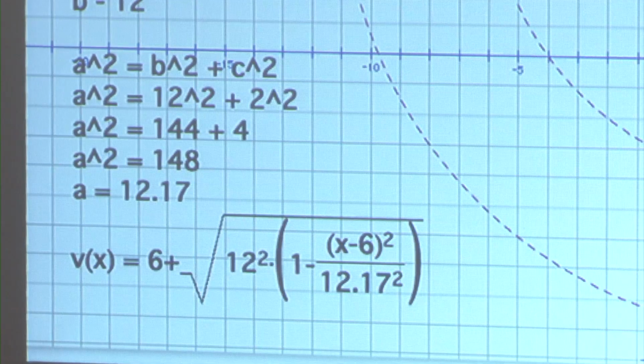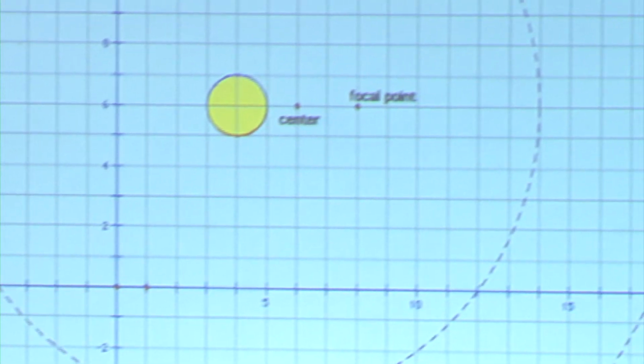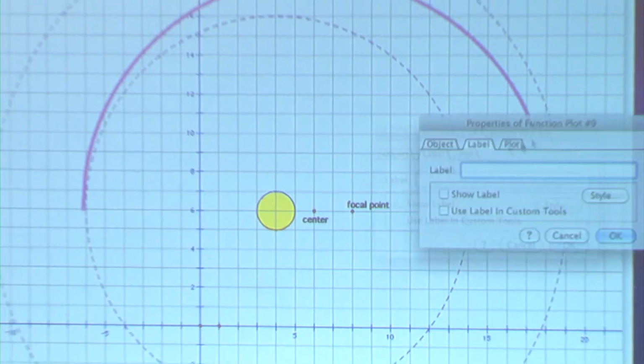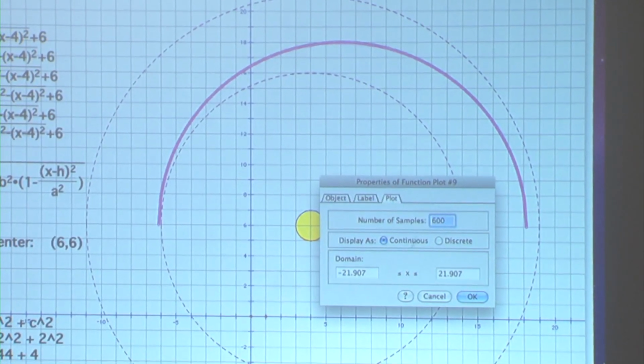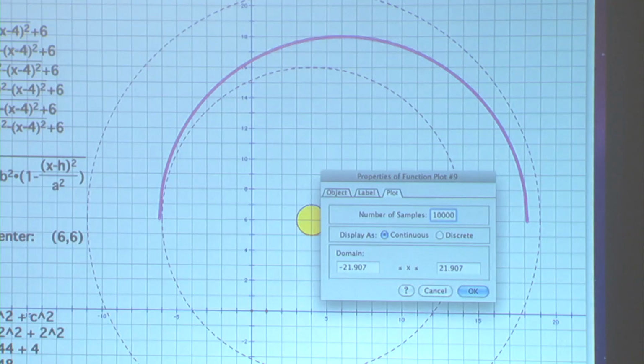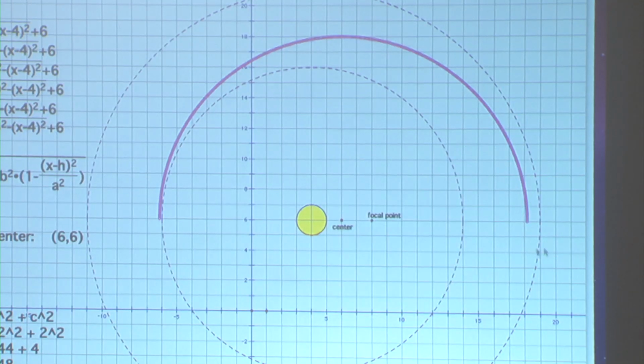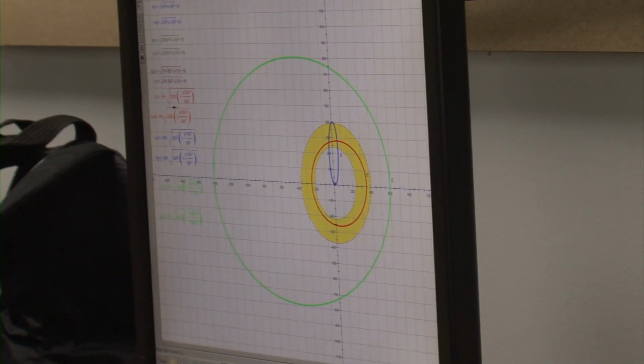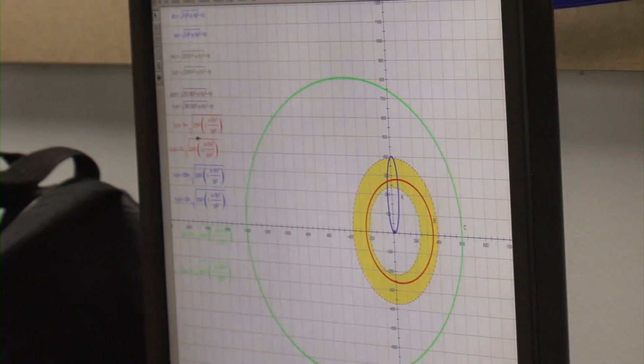Whenever you get that where it doesn't look like a circle at the end, just go into Properties and Plot and change that 600 to 10,000. It samples more, so it actually is more accurate. See how it comes close, but it's not there? So this would work as an ellipse, and I would do the negative. I would take this equation and do the negative to get the bottom half. So 270 squared, and then take the square root of that, and then 270. That's why.